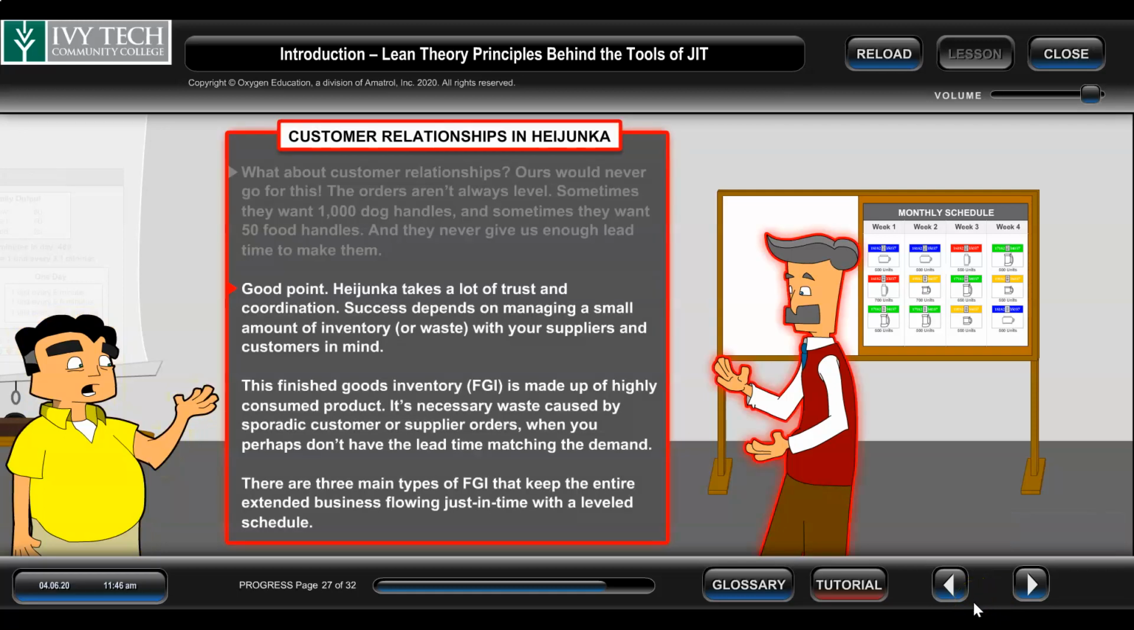Good point. Heijunka takes a lot of trust and coordination. Success depends on managing a small amount of inventory, or waste, with your suppliers and customers in mind. This finished goods inventory, FGI, is made up of highly consumed product. It's necessary waste caused by sporadic customer or supplier orders when you perhaps don't have the lead time matching the demand. There are three main types of FGI that keep the entire extended business flowing just in time with a leveled schedule.